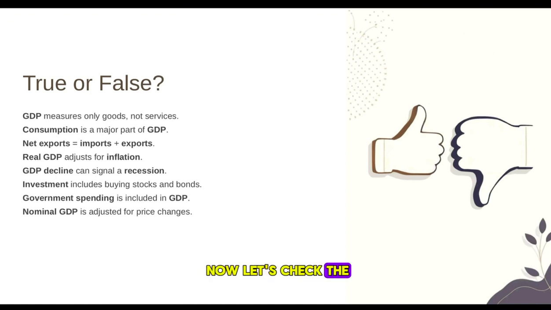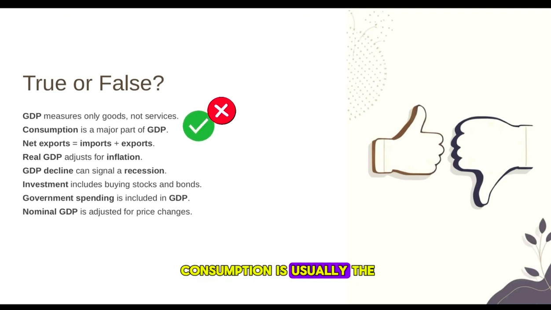Now let's check the answers together. Number 1, GDP measures only goods, not services. It's false because GDP measures both goods and services produced in a country. Second one, consumption is a major part of GDP, and that's true. In fact, consumption is usually the largest component of GDP in many economies.